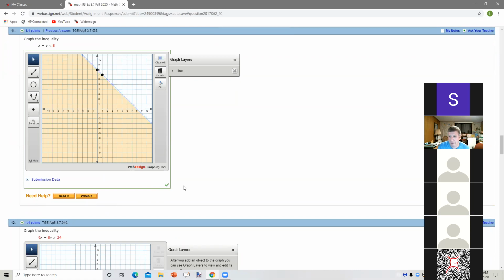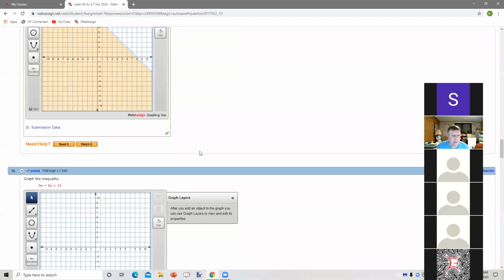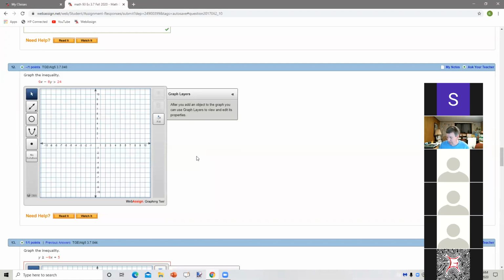All right. Any questions about that? Does anybody want me to go back and do this problem the other method where you find 2 points rather than using slope-intercept form? Okay, fine. Let's go on to the next problem. So we're going to do the same thing. We've got 9x minus 8y greater than 24.